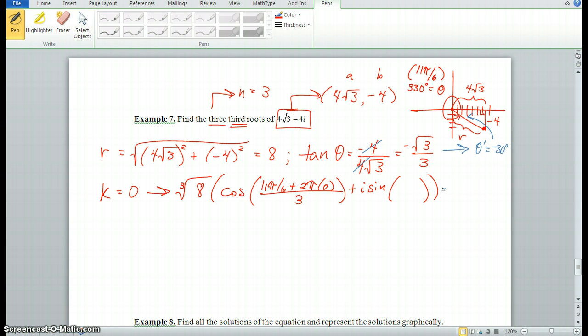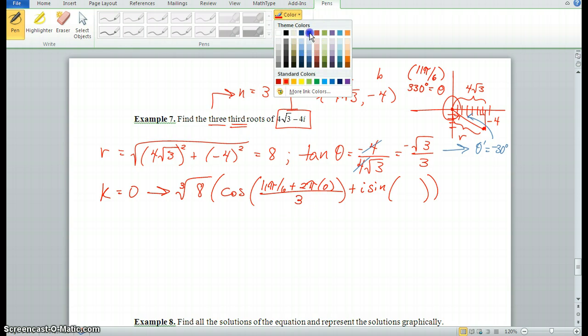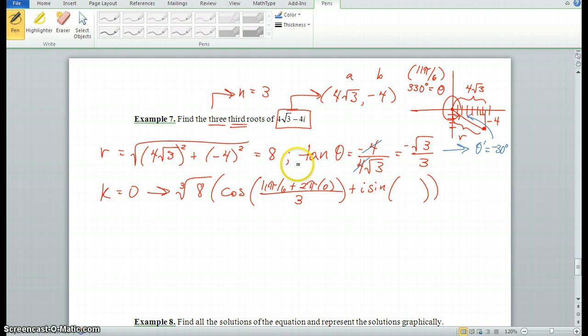When I say same thing, why don't we actually just do this math? 11 pi over 6 plus 2 pi times 0, which is just 0. So 11 pi over 6 divided by 3, well, that's the same as times its reciprocal, so times 1/3, which in turn is just 11 pi over 18. Okay. Now 11 pi over 18, unfortunately, is not on the unit circle, so we are absolutely going to have to use our calculators on this. So let's go ahead and do that.